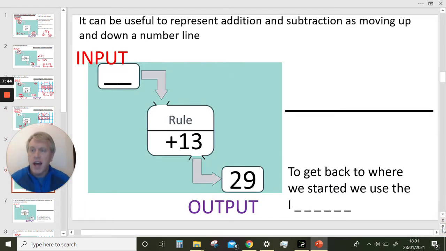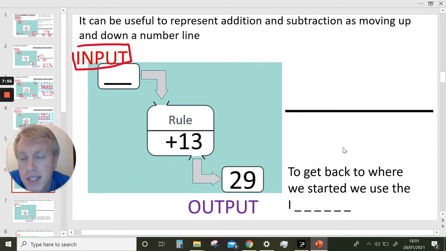Now we understand. What does this say? We've got to calculate the input. Now look, the number that's missing now is the input number. There is a number. The rule is we add 13 to the number and our output is 29. Have a go.